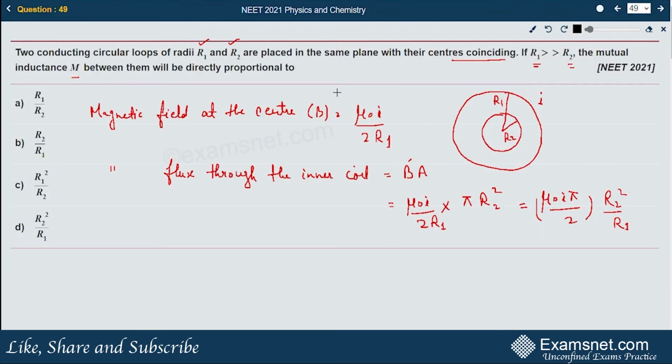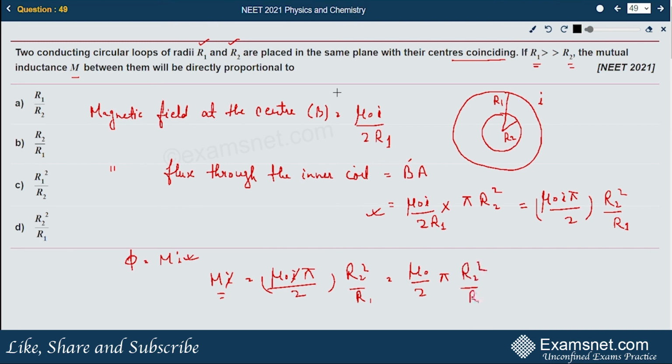Now as per the definition, magnetic flux is equal to mutual inductance into current. That means this is also the magnetic flux and this is also the magnetic flux. So both are same. That means M into I is equal to mu naught I pi by 2 into R2 square by R1. So here I will be cancelled. So what is the value of M? It is equal to mu naught by 2 pi r2 square by r1. That means M is directly proportional to r2 square by r1. Okay. So here it is asked in the question, the mutual inductance between them will be directly proportional to, and here we will have this option D as the correct answer.